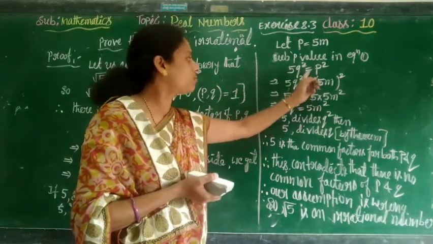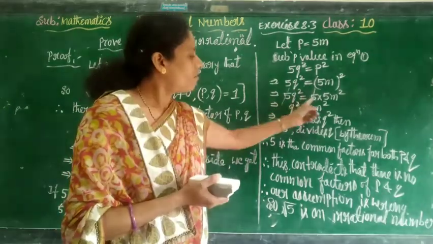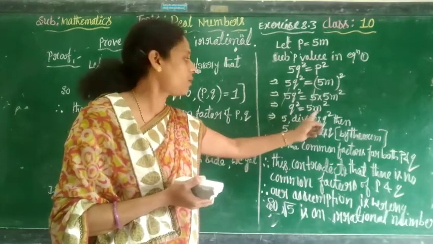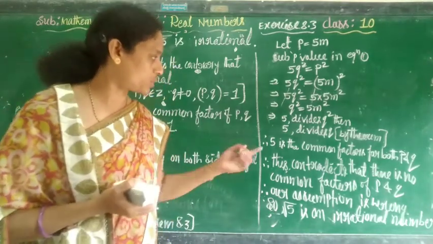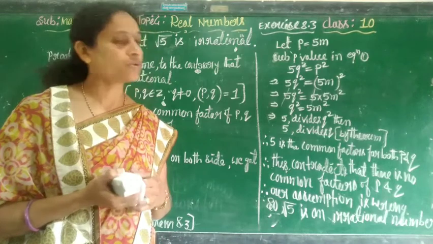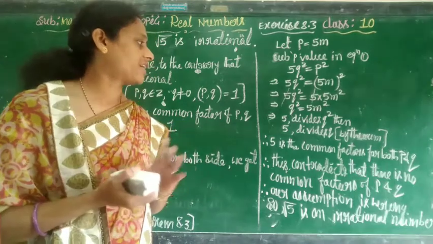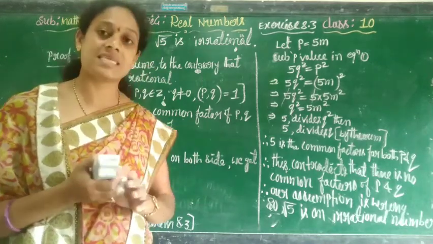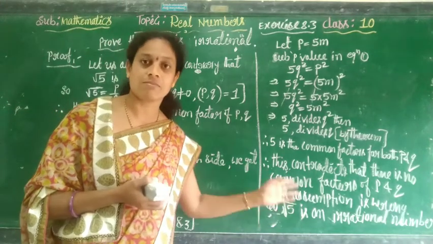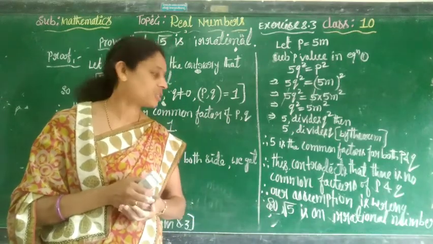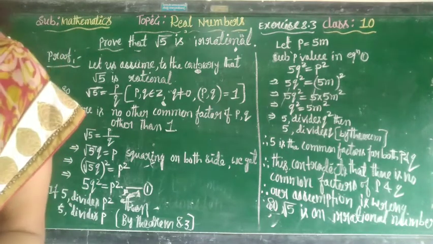5q square is equal to p square. 5q square is equal to 5m whole square. So 5 gets cancelled. q square is equal to 5m square. So this implies that 5 divides q square, then 5 also divides q by theorem 8.3. Therefore 5 is the common factor for both p and q. This is not possible. So this contradicts that there is no common factors of p and q. Therefore our assumption is wrong. So root 5 is an irrational number.